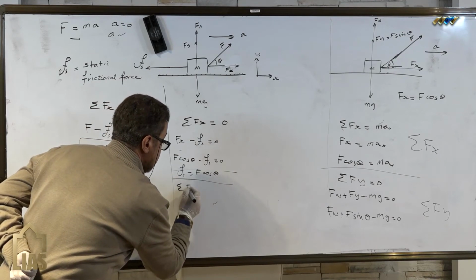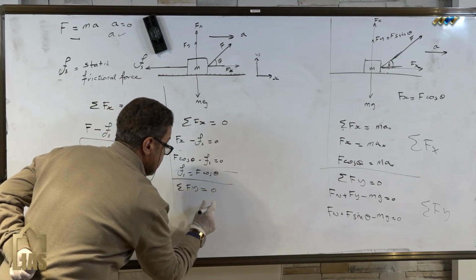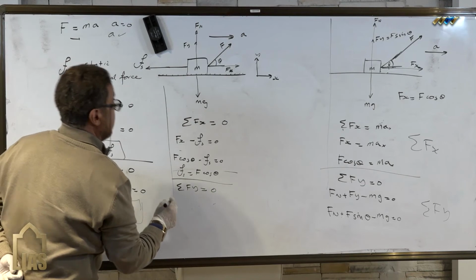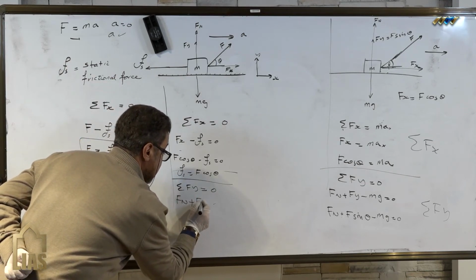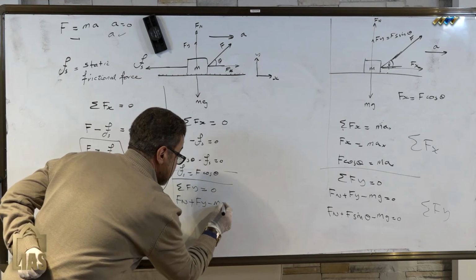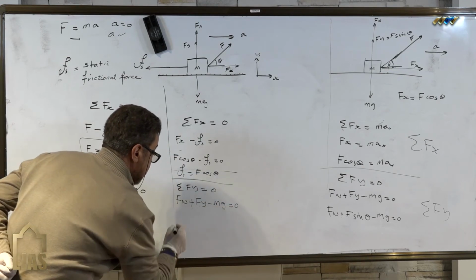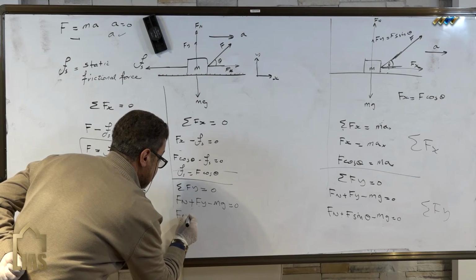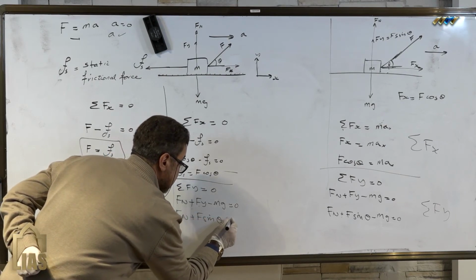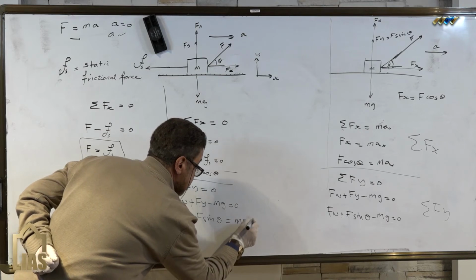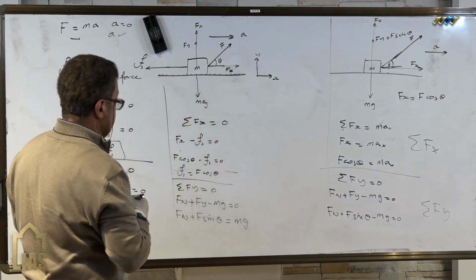Sigma Fy also is 0. What we have in Fy is Fn plus Fy minus mg is equal to 0. So Fn plus F sine theta is equal to mg.